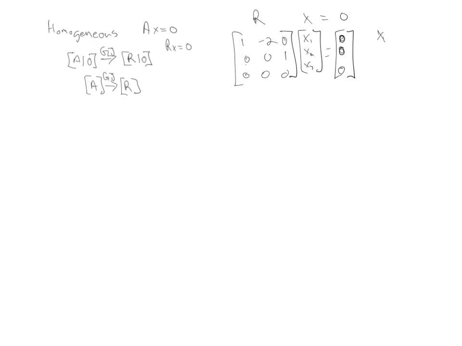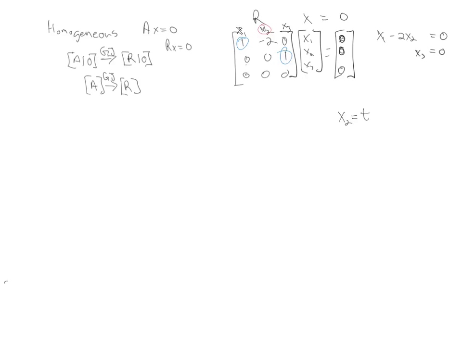What would we get? x1 minus 2x2 equals 0, and x3 equals 0. Because again, remember, when we do this multiplication here, it's multiplying our first column by x1, second column by x2, third column by x3. So where are our pivots? We have a pivot in that column, pivot in that column. x2 doesn't have a pivot in its column, and so it's our free variable.